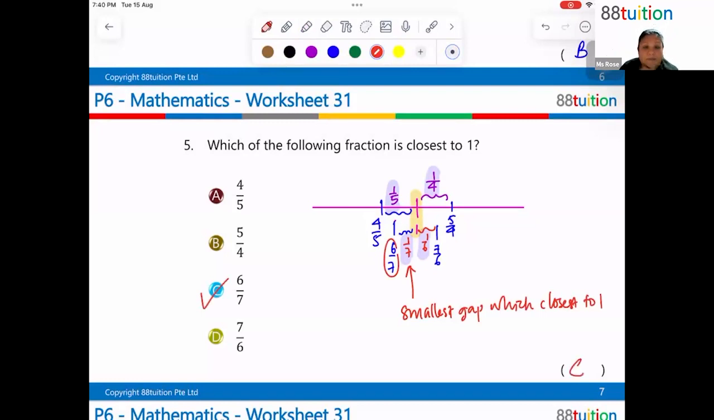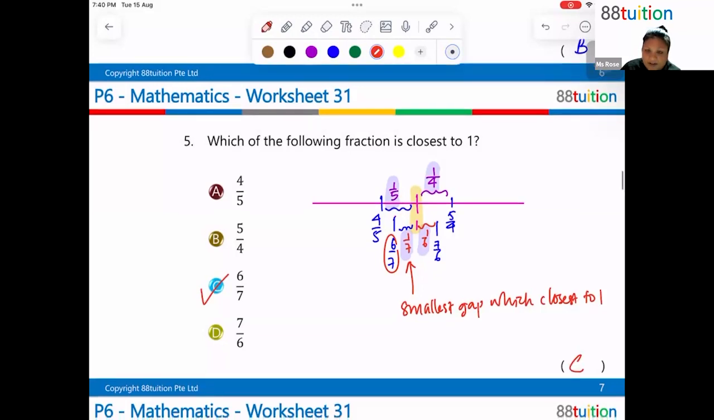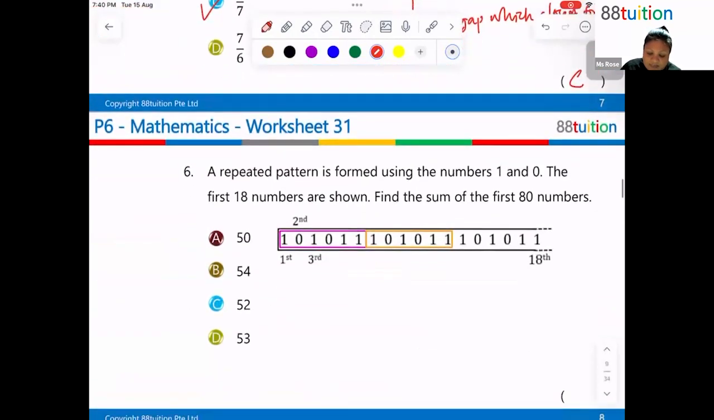Okay, so that's how you do it. Because you don't have a calculator, this is the easiest way to make that comparison. Okay, all right. Question number 6.